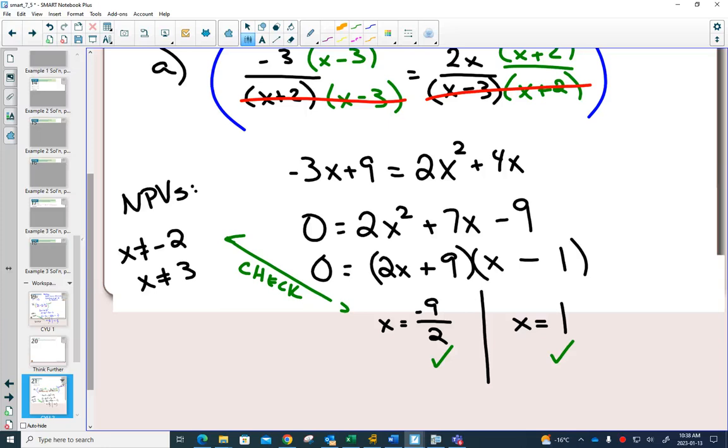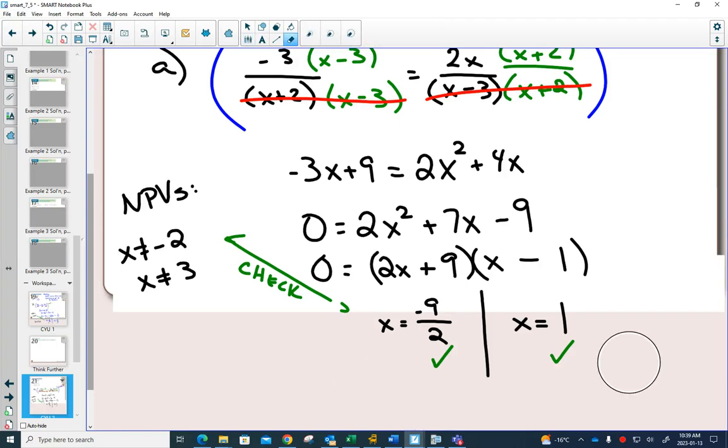I'm going to erase part A when I do part B. Is everybody good on part A? Same strategy, right? We got our common denominator, got rid of the fractions, and then had to analyze what kind of equation we have now. The equation we had was quadratic, so then we used our skills to solve that.